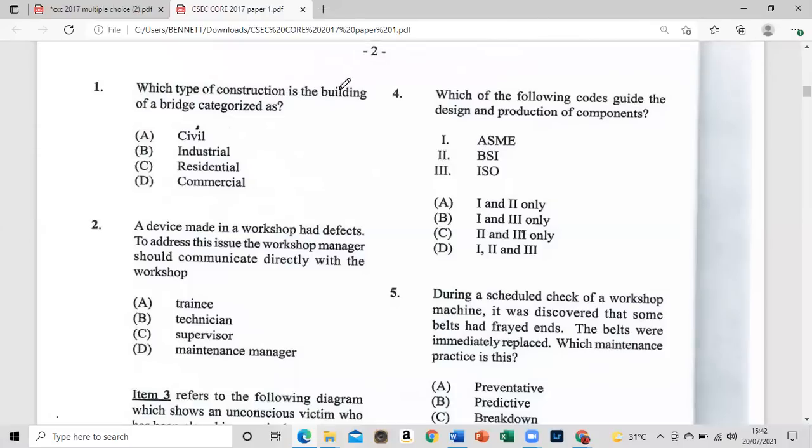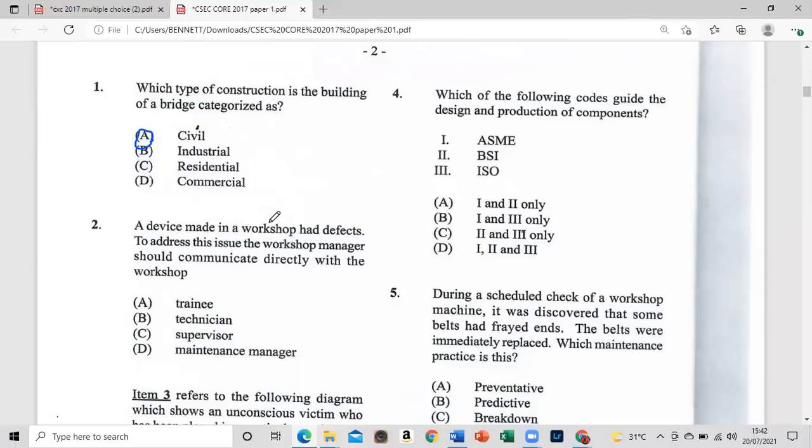Which type of construction is the building of a bridge categorized as? And that is civil. Again, guys, if you look at the 2018 paper that I did, some of these are very familiar because they actually repeat the questions. So all the best tomorrow.